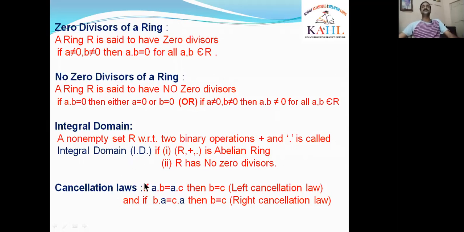And cancellation laws, just for reference only, are mentioned here. If AB is equal to AC, then B is equal to C. We learned this in the previous one also. A was cancelled on the left side. Here also, if BA is equal to CA, then B is equal to C. A is on the right side, but it was cancelled, and we got B is equal to C. It is called right cancellation law. These two laws are said to be cancellation laws. These are the definitions.